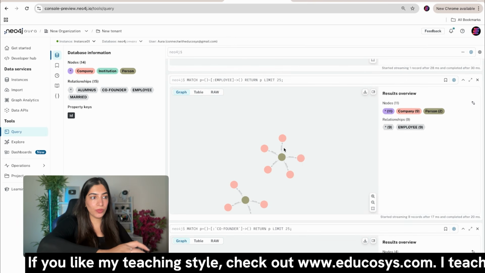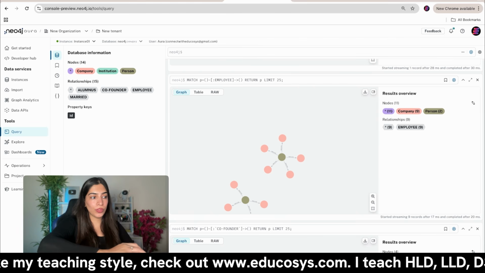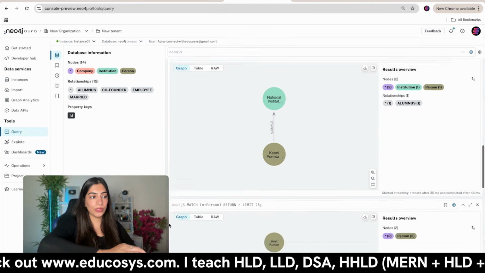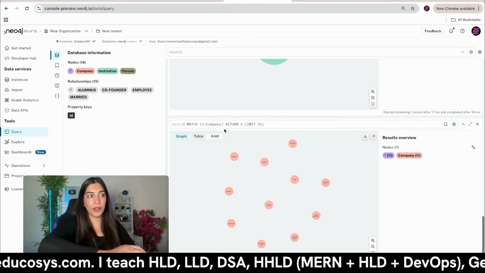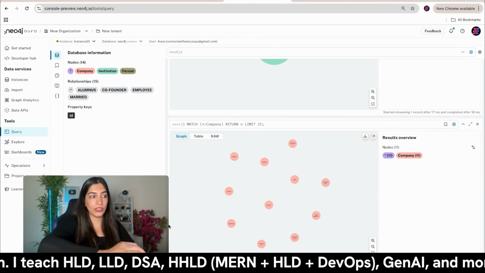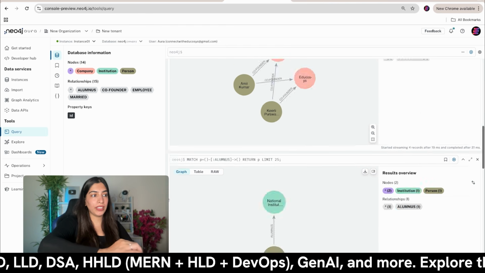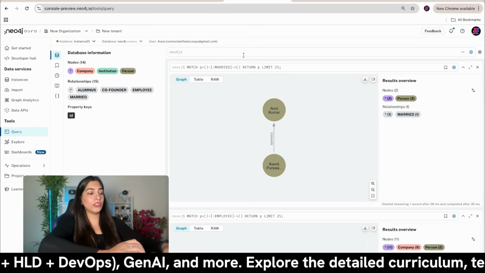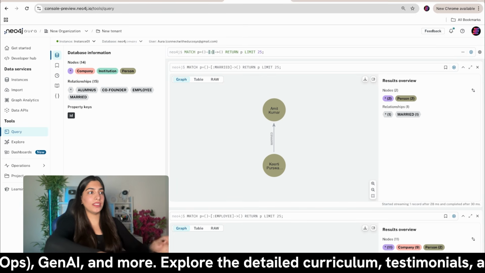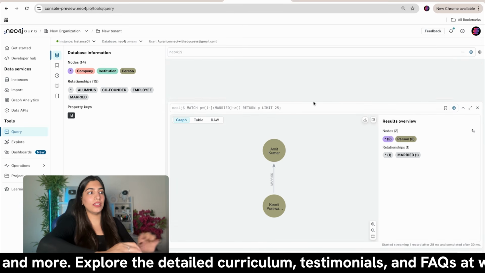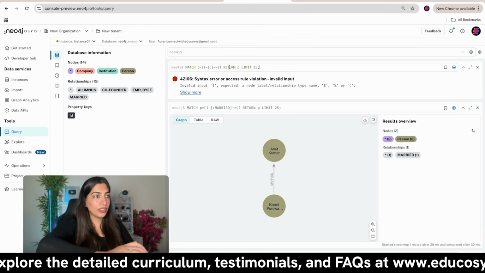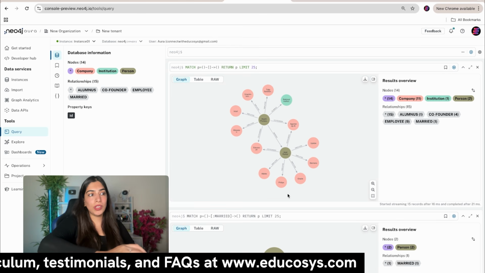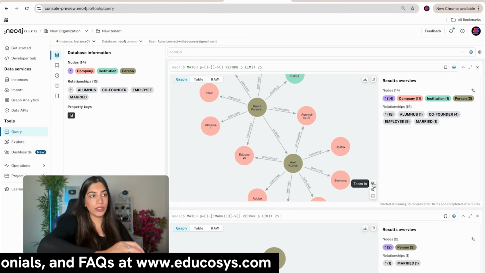So let me just zoom out. So this was for employee, this was for co-founder. So like this, you can also write your own queries, right? So let me show you that also. Like for company, if you want, you can match like this and you can also put a limit, right? So if I just copy this query, you can also go through Neo4j queries separately. And if I just run this, I'll have to remove the colon, and if I run this, you will be able to see the entire graph, right? And you can also zoom in and see.